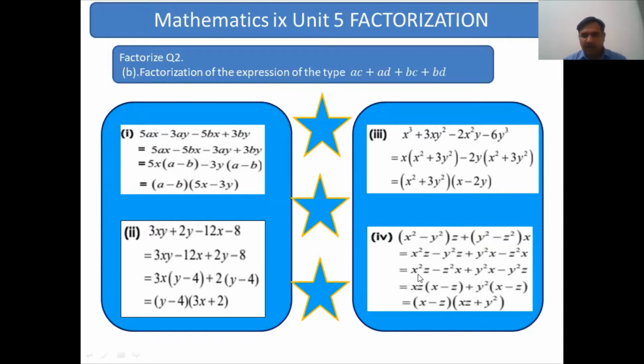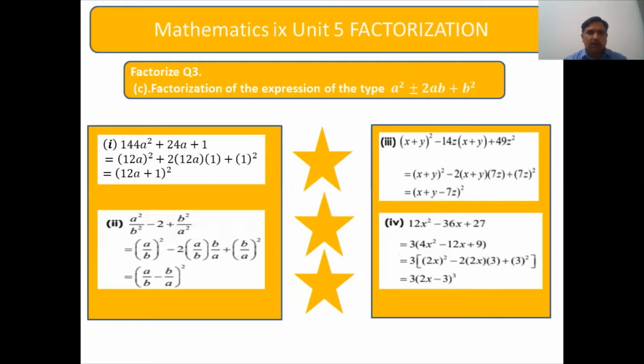So we can write this as x square z minus z square x plus y square x minus y square z. In the first two terms, we have xz as a common, so we have x minus z within bracket, and in the last two terms we have y square common, so we are left with x minus z. So here is x minus z and here is also x minus z. So we can take x minus z as a common, so we are left with xz plus y square.